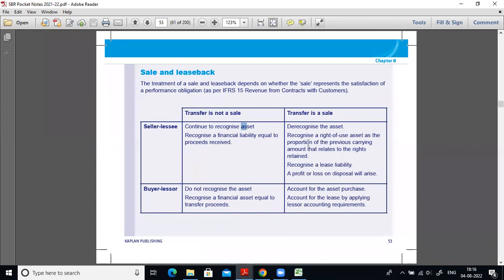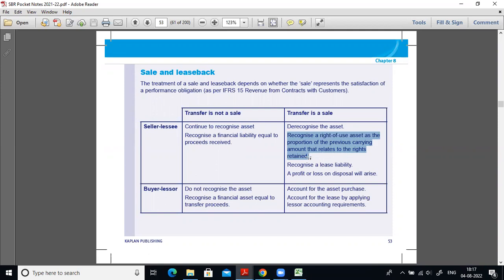You need to recognize a right of use asset, very important, as the proportion of the previous carrying amount that relates to the rights retained. You need to recognize a right of use asset as a proportion of the previous carrying amount that relates to rights retained.